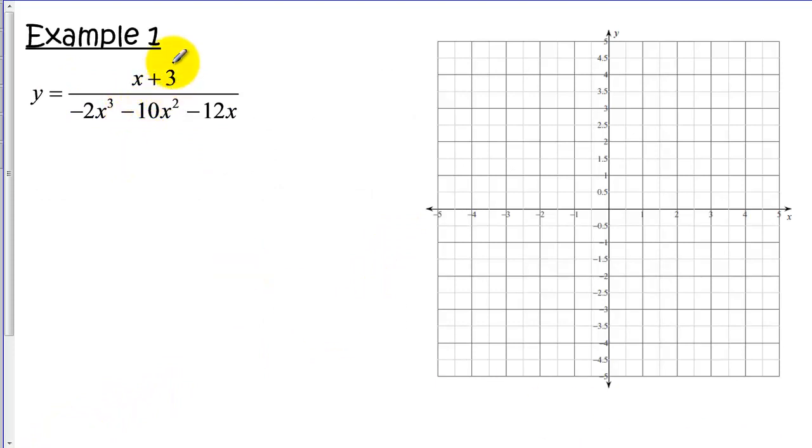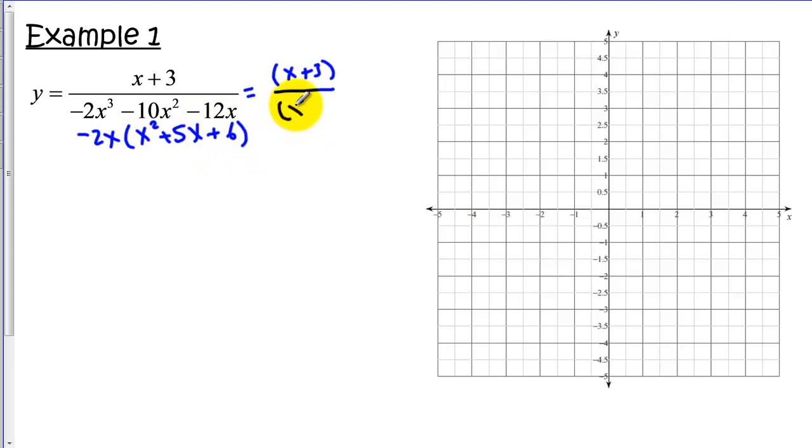So our first step will be to factor our numerator and denominator. So we have a linear function on the top. Now on the bottom, we're going to want to first factor out a negative 2x using GCF factoring. And that's going to leave us x squared plus 5x plus 6. And that factors into x plus 3 and x plus 2. And also we still have the GCF here. So now we have our original function in factored form.